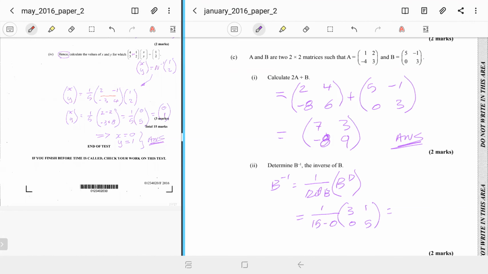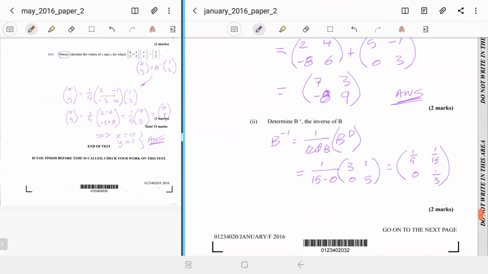So the determinant works out to 15. It's 3 over 15, or 1 over 5. 1 over 15. 0 over 15 is still 0. 5 over 15 is 1/3. So we can leave that as the answer. So this is the answer.